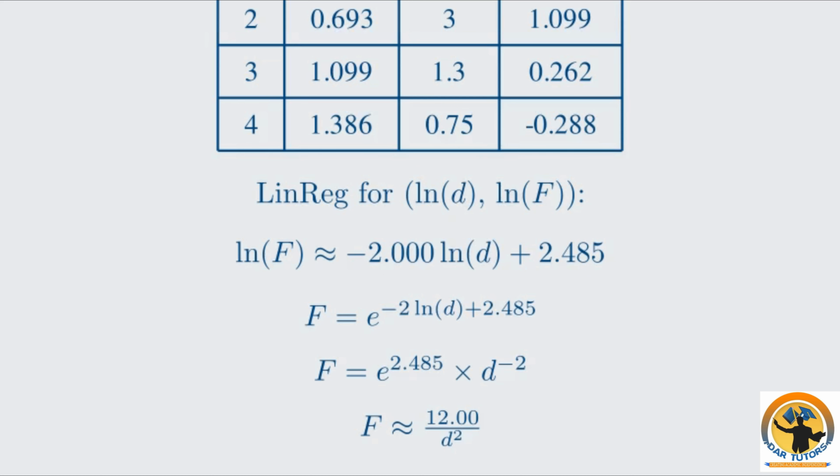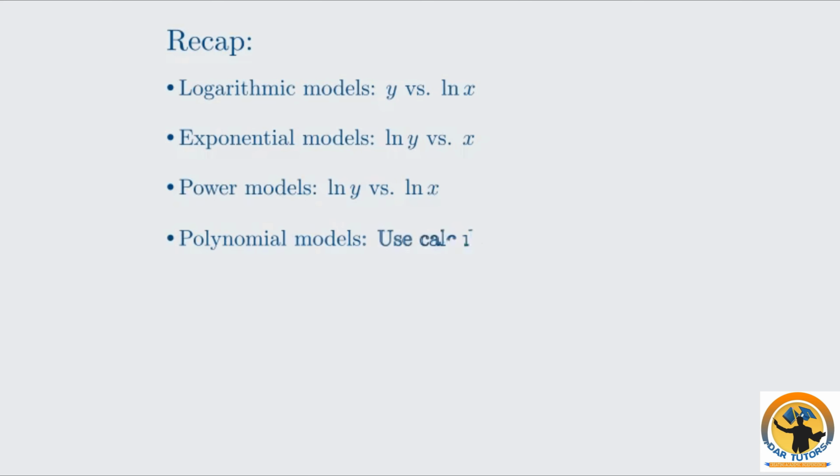We have now reached the end of our session on nonlinear modeling for IB AI HL. We started by understanding why linear models aren't always sufficient and introduced the powerful tool of data transformation. You now know how to recognize, transform, and fit logarithmic, exponential, and power models to data. You also understand the core principle of nonlinear regression using your calculator for polynomial models.